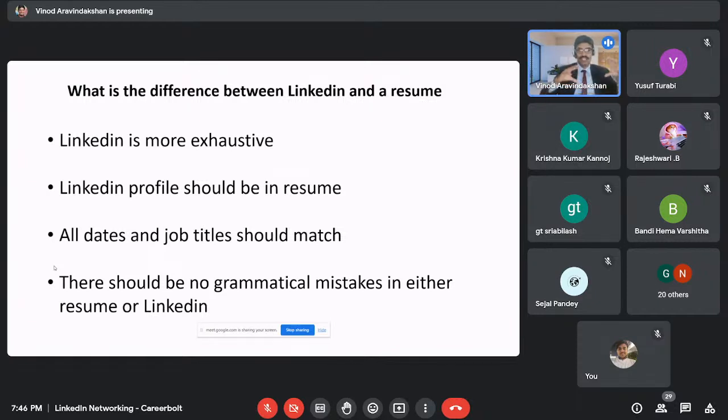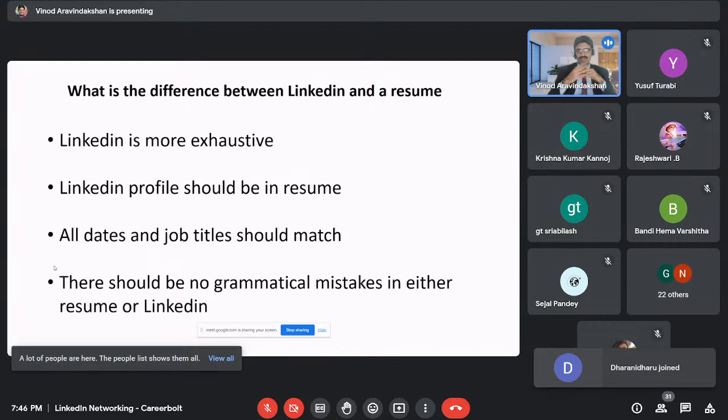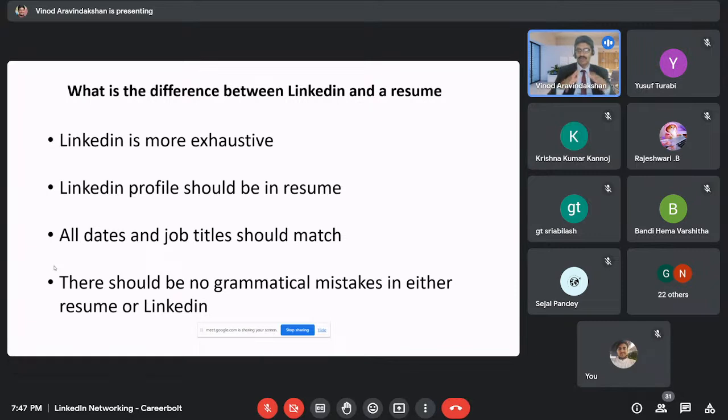Whatever you put on LinkedIn should ideally be very similar to what you put on your resume. So the dates should match, the job titles should match, the company you work for should match. Those things should not be messy. So make sure that's done. Also, a small tip: if you make grammatical mistakes in your LinkedIn profile or your resume, recruiters will just give up on you immediately.